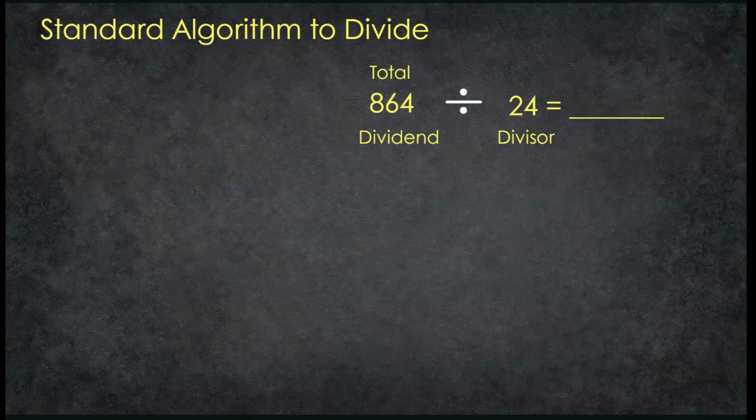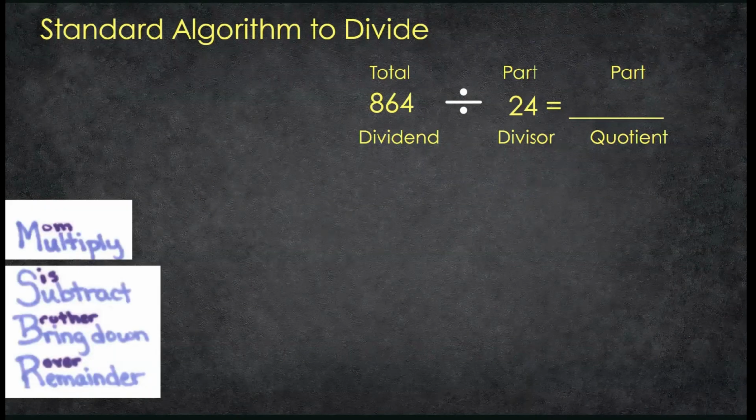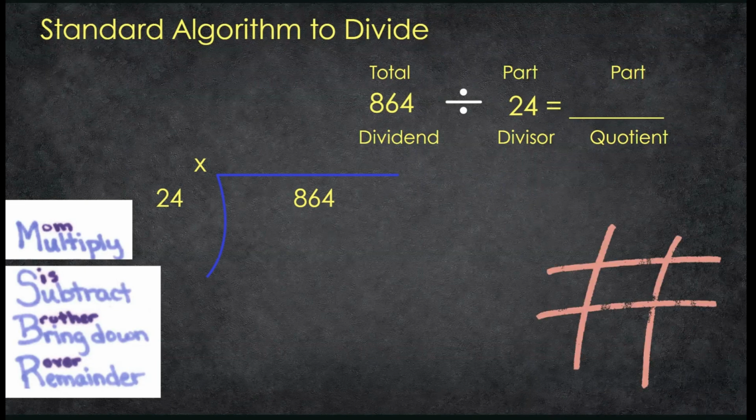All right, let's take a look at one more problem. 864 divided by 24, that's my dividend divided by my divisor, and I am looking for the quotient or missing part. There's our 4 steps: multiply, subtract, bring down, bring the remainder up to the quotient if needed. There is my bracket, 864 on the inside, 24 on the outside, and here's going to be my hashtag for my 24s. So one group of 24 is 24, two groups of 24 is 48.